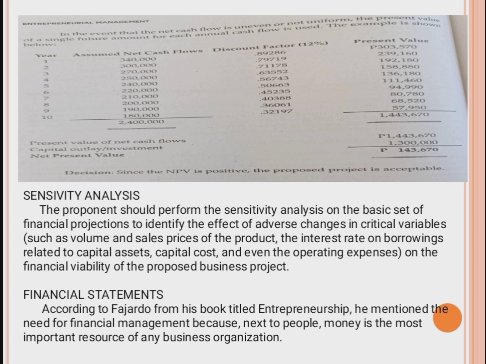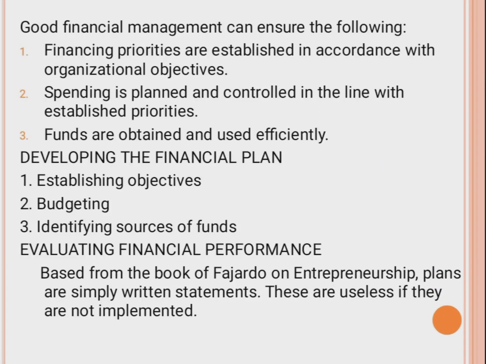According to Fajardo from his book titled Entrepreneurship, he mentioned the need for financial management because next to people, money is the most important resource of any business organization. Good financial management can ensure the following. Number 1, financing priorities are established in accordance with organizational objectives. Number 2, spending is planned and controlled in line with established priorities. Number 3, funds are obtained and used efficiently.